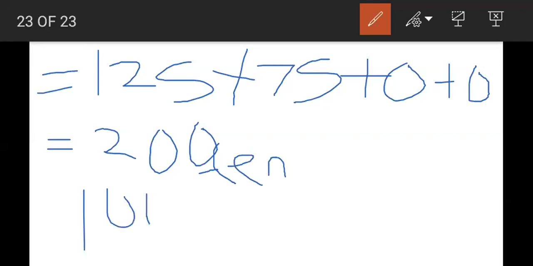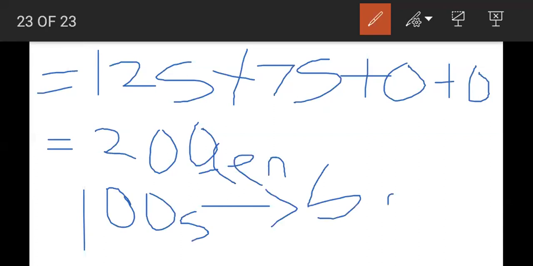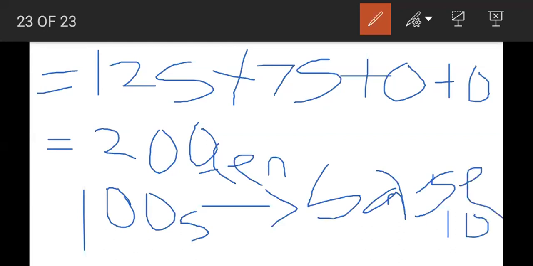So the second one, you convert what? 100 in base 5 to base 10. Can you do that? Do that and tell me the answer immediately. Convert 100 in base 5 to base 10. Do that and tell me the answer. Are you doing it? 25 base 10. What's the answer? 25 base 10.